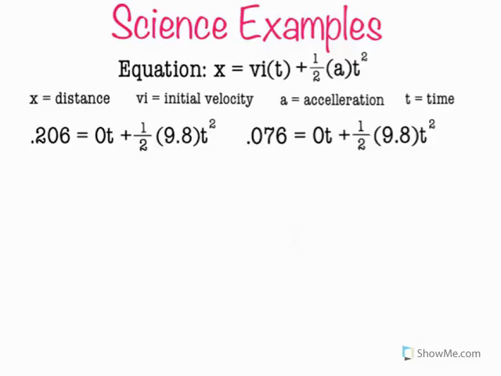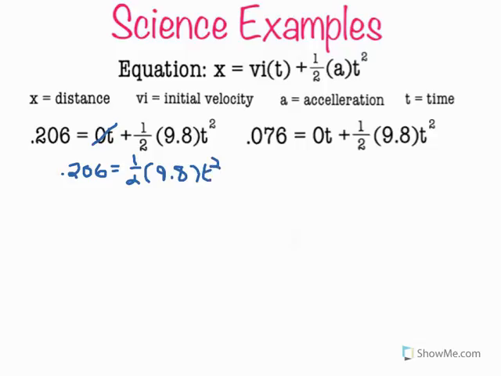Let's start with 0 times t. 0 times any number is 0, so 0 times t is 0, and therefore we can remove it from our equation. We are then left with 0.206 equals 1/2 times 9.8 times t squared.